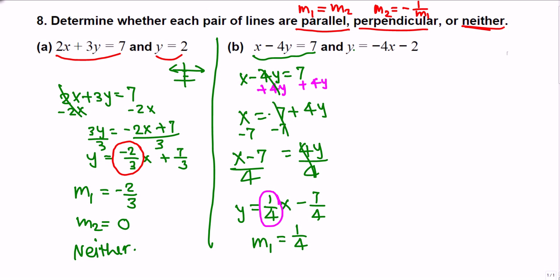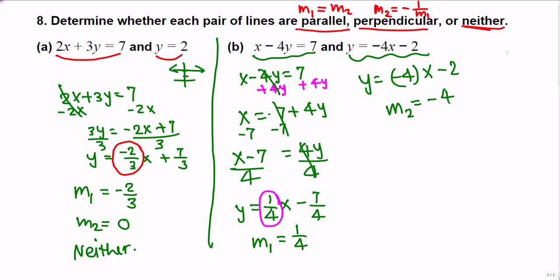Now let's try this line. This is already in the form y equals mx plus b, so we have y equals negative 4x minus 2. M is negative 4, so the slope m2, the second line, equals negative 4. Are they equal? No, they are different, so these lines are not parallel. How about perpendicular?